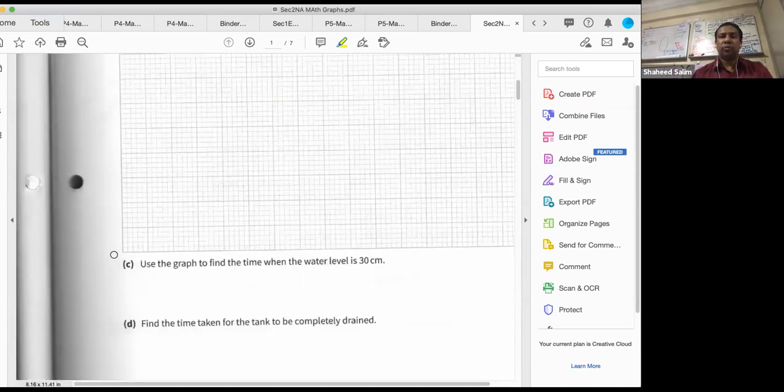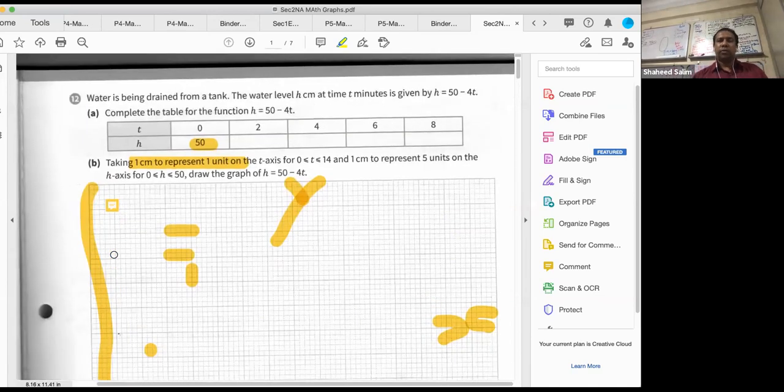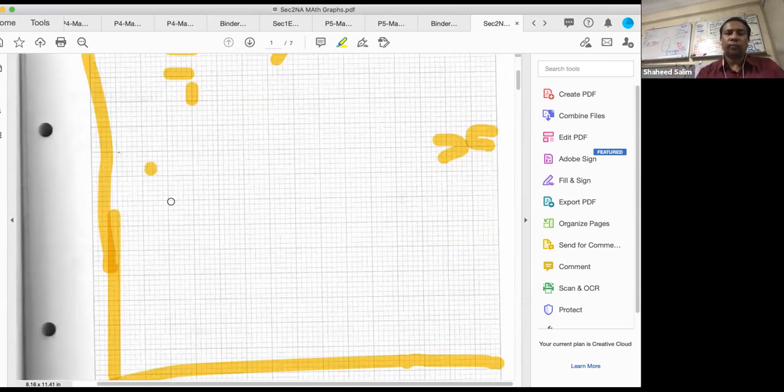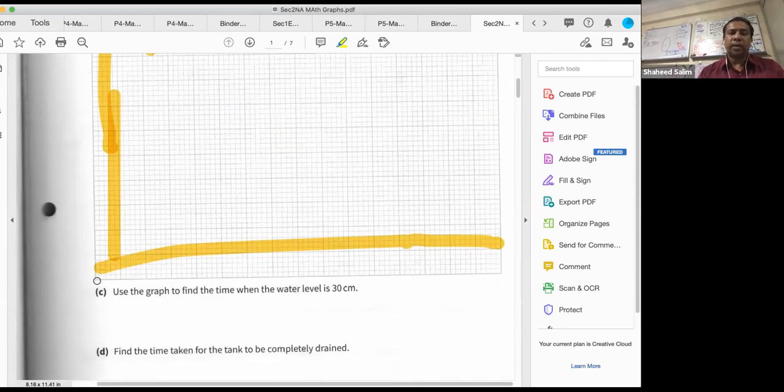Okay, so if you understand that, the one is 1. So you label the time from 0 to 14, 1 cm for 1 unit. So down here you put, let's say we start from here, 1, 2, 3, 4 until 14.